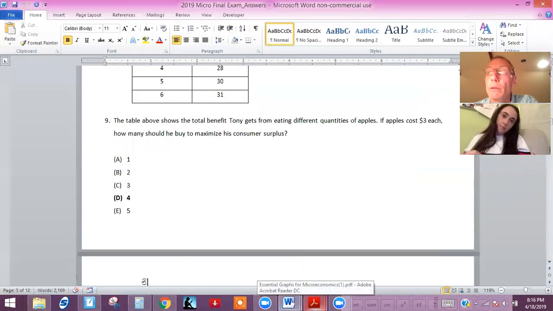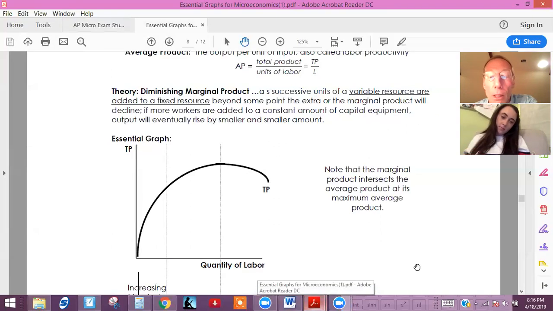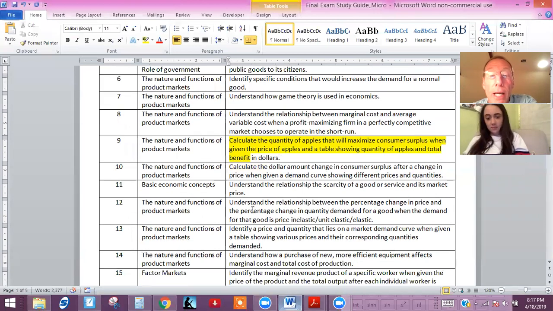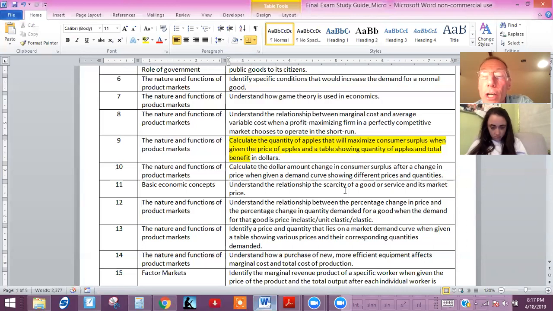That's not what we want. Let me get rid of that. The study guide. So we did 10, and that's pretty simple. You won't have any problem with that, I don't think. This is just simply understanding the relationship between the scarcity of a good or service and its market price. So if something becomes more scarce, right?